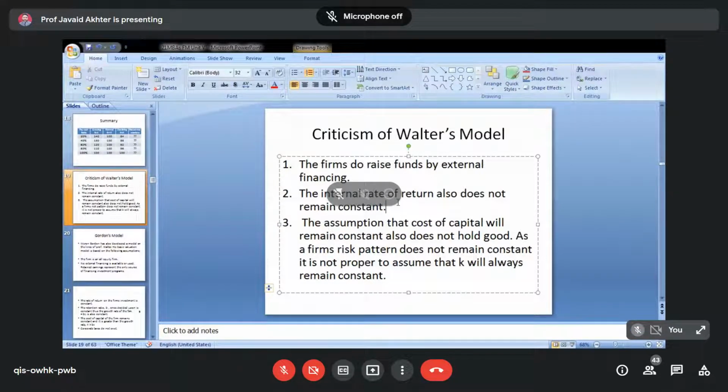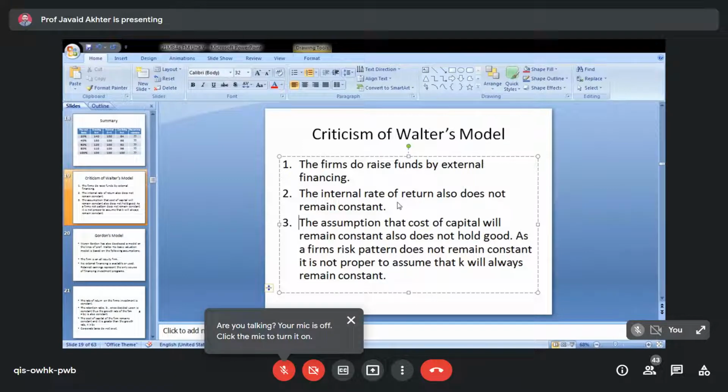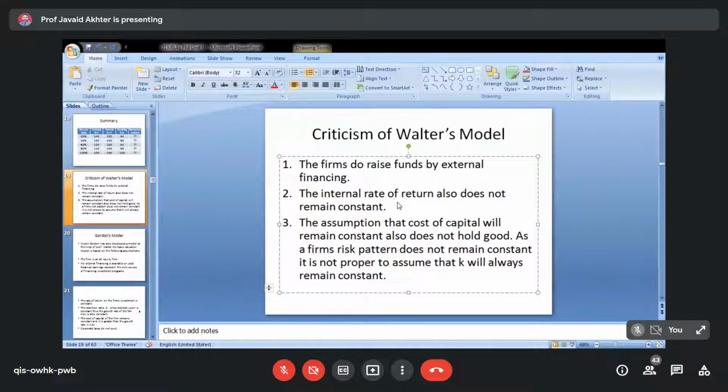Yes, number one, we have to reinvest. And number two, more importantly, the reinvestment assumption. And third, the risk class of companies also keeps changing. The class to which a company belongs, the risk throughout the life of the project does not remain constant. The assumption that cost of capital will remain constant also does not hold good, because as a firm's risk pattern does not remain constant, naturally when the risk changes, KE should also change.